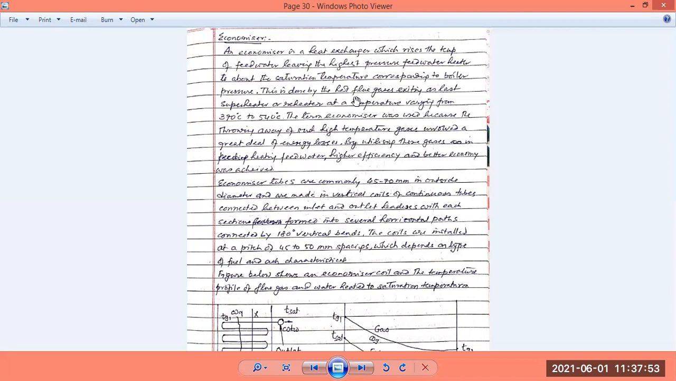Which means, why are you doing this, reheating the steam again and again? We are trying to use the temperature of the flue gases after burning in the furnace, to heat the steam, or the steam and water mixture, to different temperatures in different heat exchangers like economizer, preheater, reheater, like this.